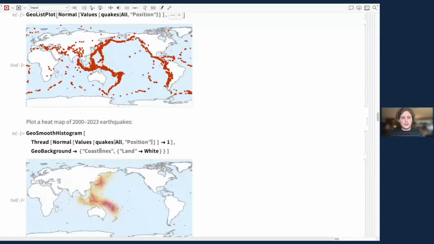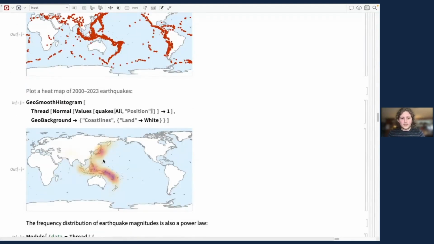And so you can just do the same thing with a GeoSmoothHistogram. And here we get a very clear, I think this is called in French, la ceinture de feu, the fire belt. But we can see that there's this strong activity in Southeast Asia of earthquakes.